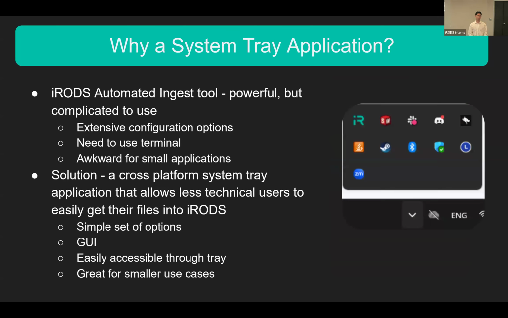So first of all, why a system tray application? Why is this needed? The current iRODS automated ingest is very powerful, but it can be very complicated and overwhelming for users to use. This is mostly due to it having an extensive amount of configuration options and a need to use the terminal. So it becomes a little more awkward for it to be used in smaller applications or by people who aren't as familiar with working with a terminal.